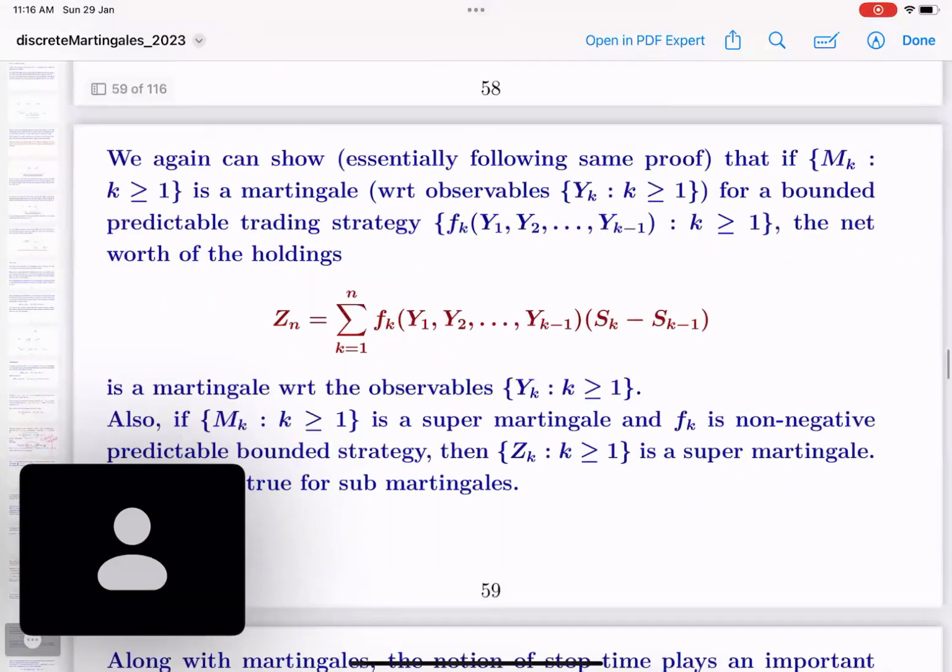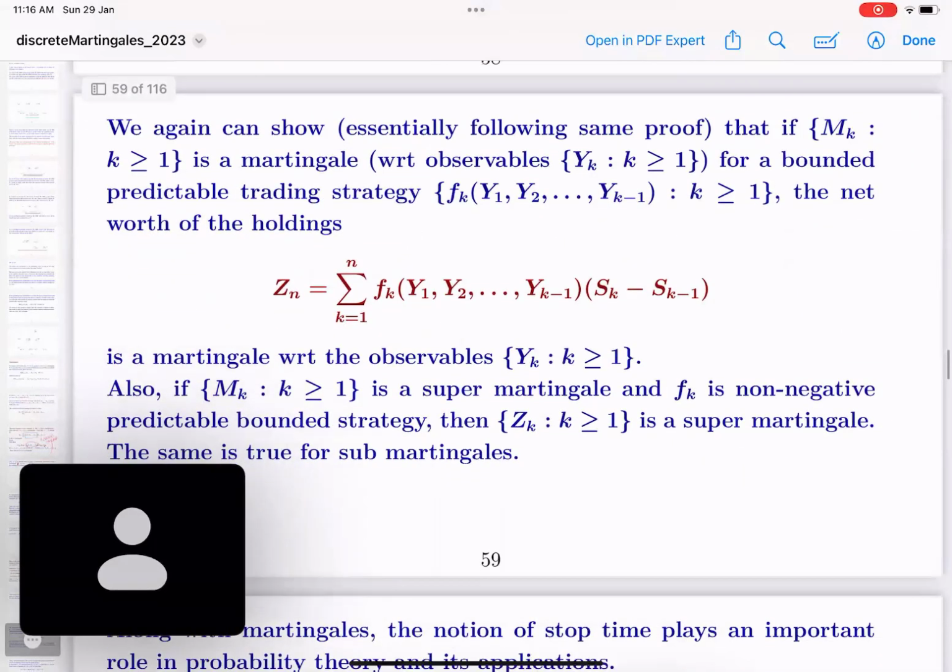And now this is the martingale transform. When we are dealing with martingales with respect to some observables, the strategies are also predictable with respect to those observables, and then it is very easy to verify that it leads you to a martingale transform. The transformed object is still a martingale.